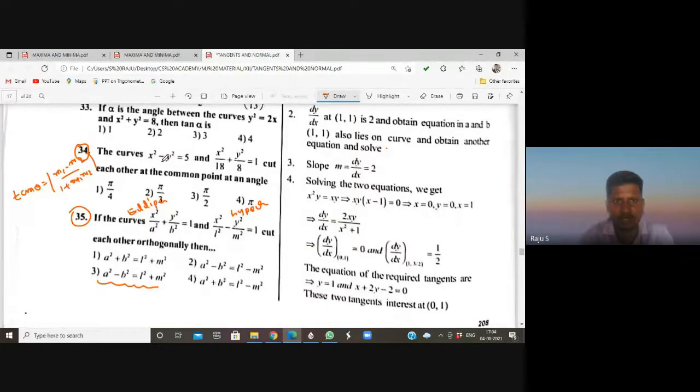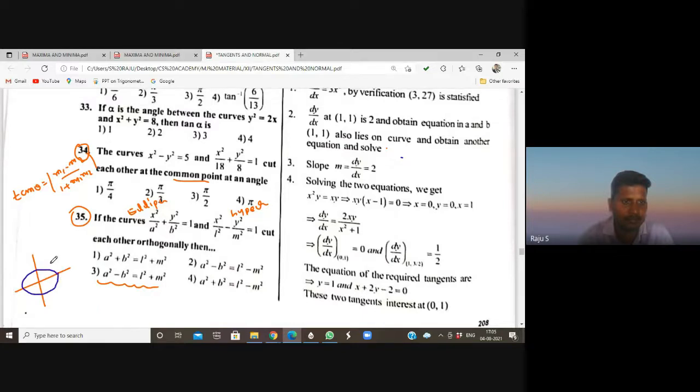The curve x square minus y square is equal to 5 and x square by 18 plus y square by 8 is equal to 1 cut each other at a common point. When we draw the ellipse and there is a hyperbola like this, both will cut each other orthogonally, 90 degrees. At the point of contact, if you draw the tangent, the angle between the two tangents is 90, like that at every point. So they cut each other orthogonally.